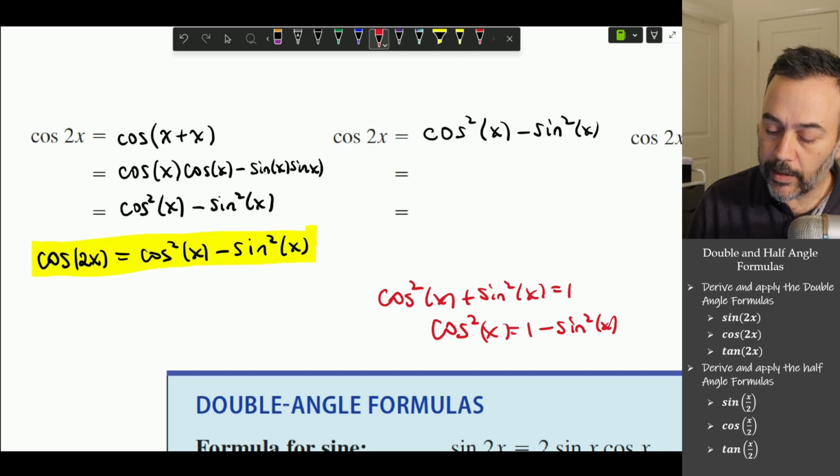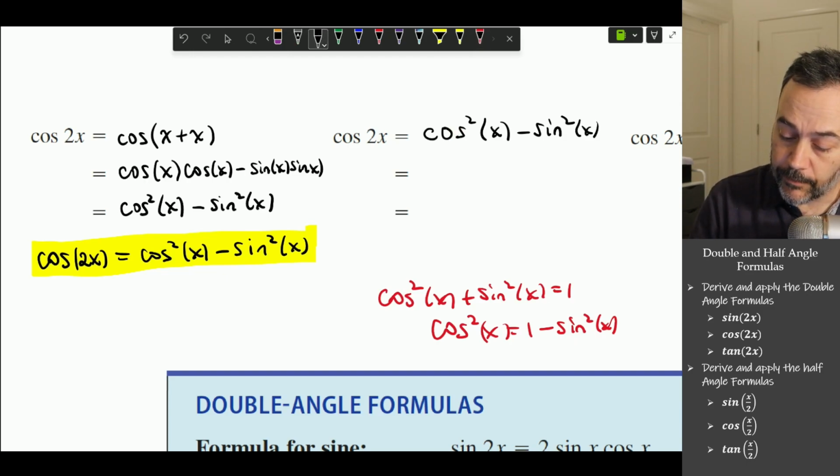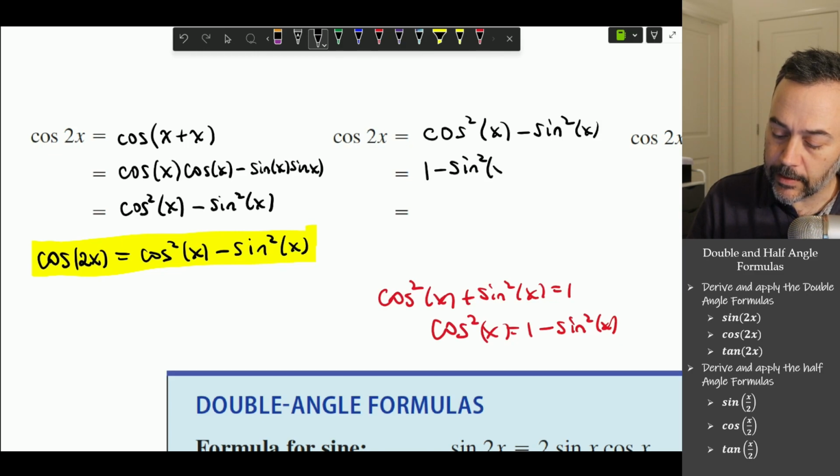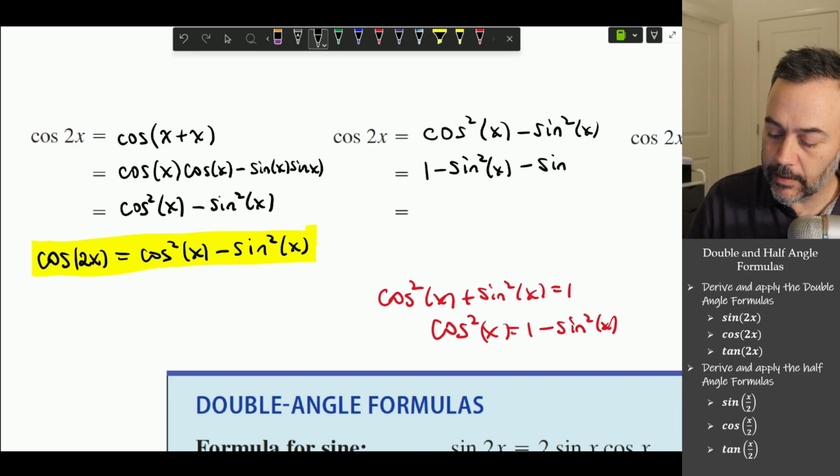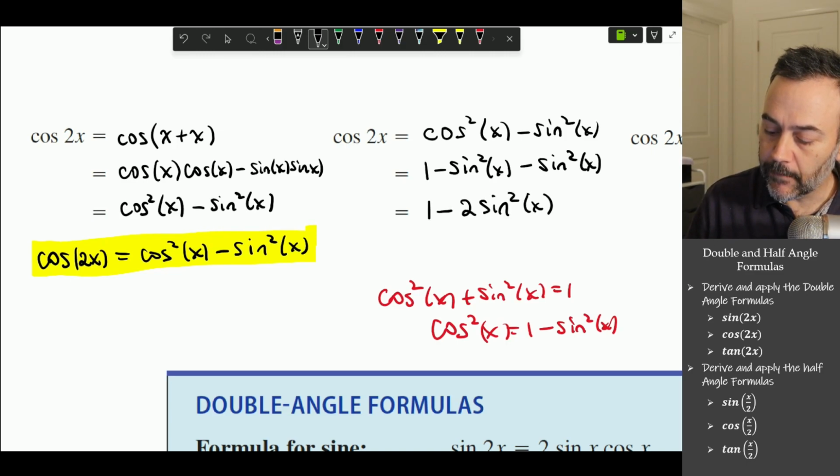And so we can substitute this expression on the right in place of cosine squared. And we get 1 minus sine squared x, that's a replacement for cosine squared, minus sine squared x. Okay, and then just combine like terms. And we are done. So now we have another one.